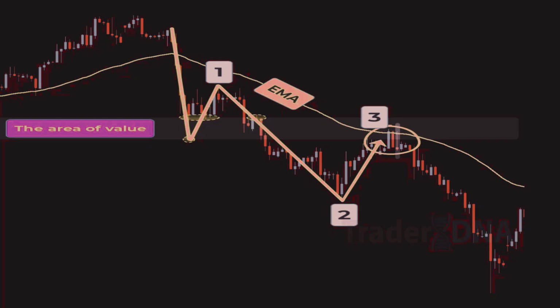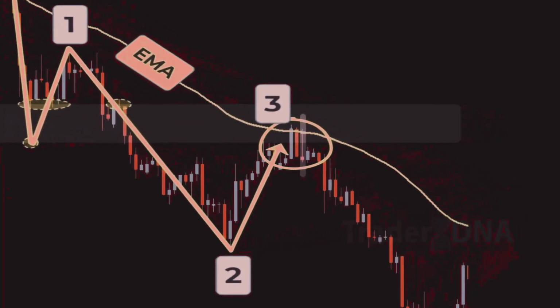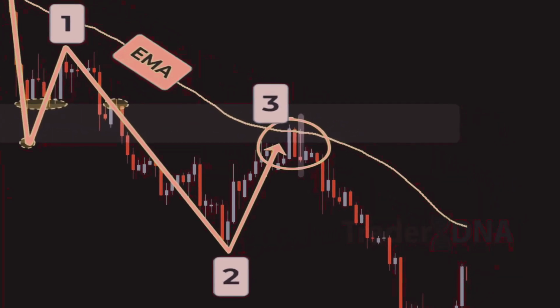Then price pulls back right into that sweet spot, the old support that's now acting as resistance, exactly where the 20 EMA sits. When that shooting star candle appears right there, that's not a coincidence. That's a signal flashing in your face. This is your trade setup.